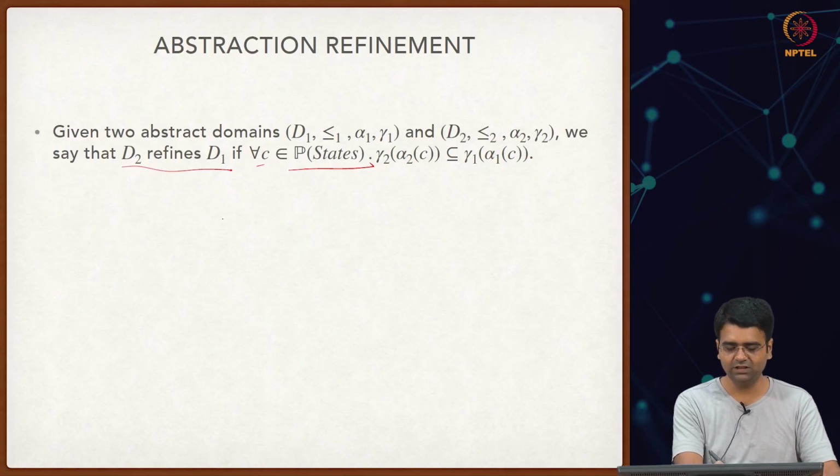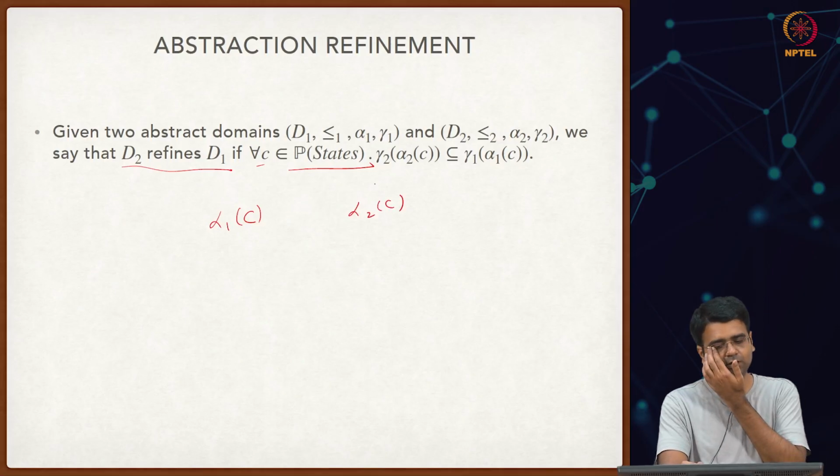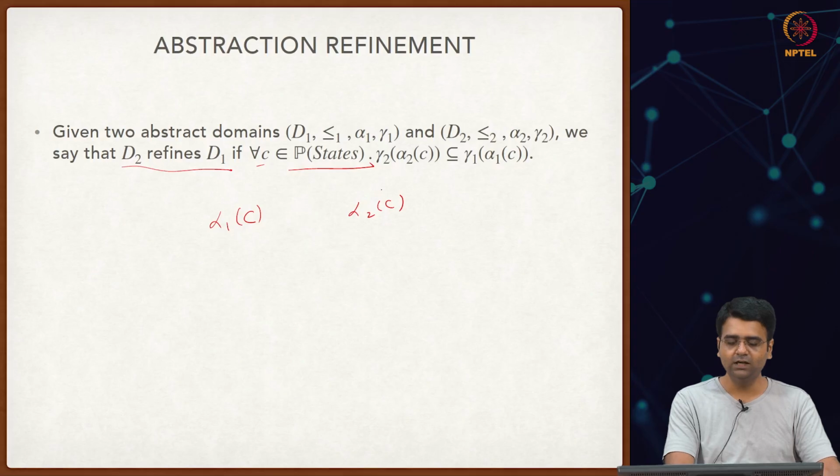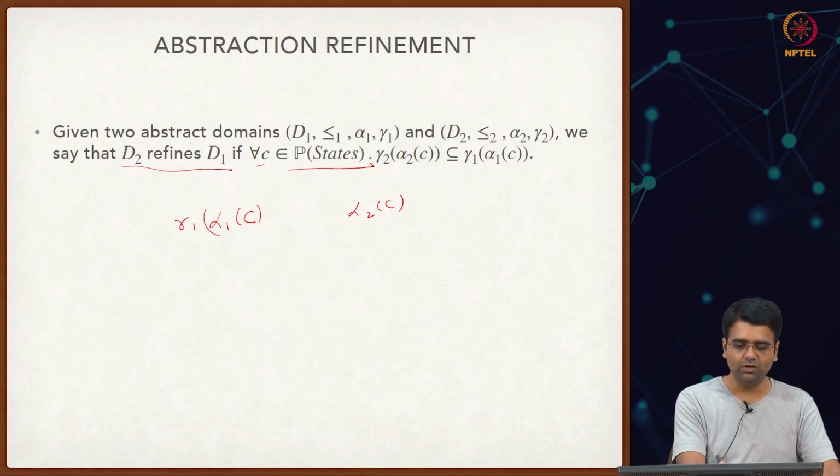What this essentially means is that if you have a set of states C, I take its abstraction alpha 1 and its abstraction alpha 2. These are the abstract values corresponding to the set of program states C in both the domains D1 and D2 respectively. Now which domain is introducing less abstraction, or less over approximation? The over approximation is given by when you concretize that abstract value back.